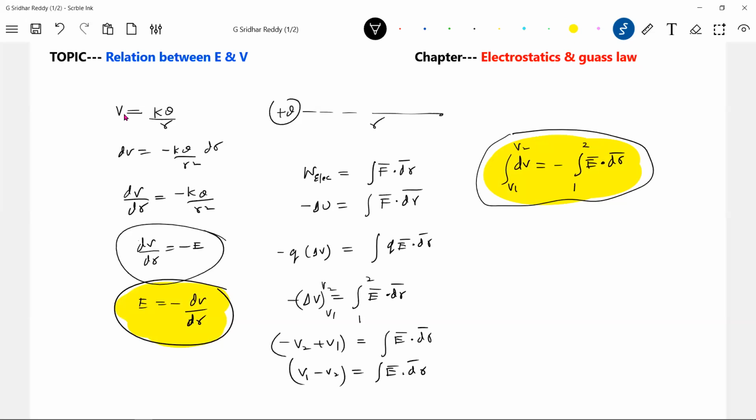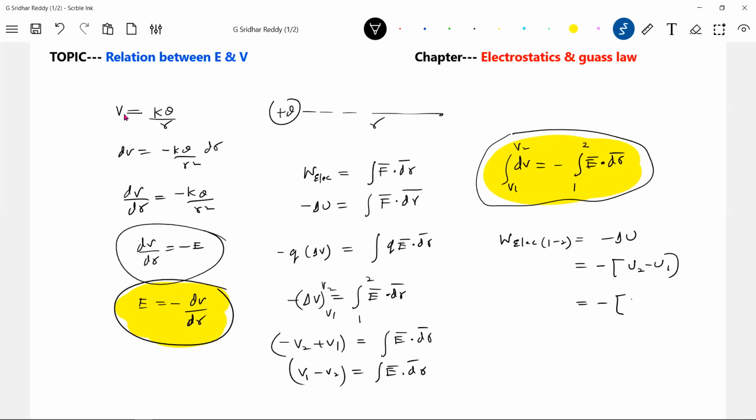Similarly, we have one more important thing: work done in moving a charged particle from 1 to 2 by electric field, or by an external agent. How to calculate this? Because these will be very exclusive, I'll be using that one. According to this formula, work done by electrostatic force in moving a charged particle from 1 to 2 should be equal to minus delta U. Work done by a conservative force is equal to minus delta U. Then what do you mean by delta U? U2 minus U1.